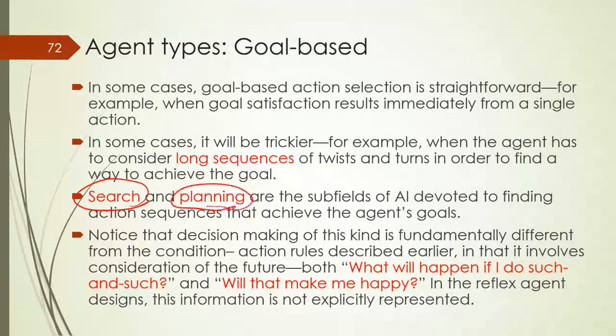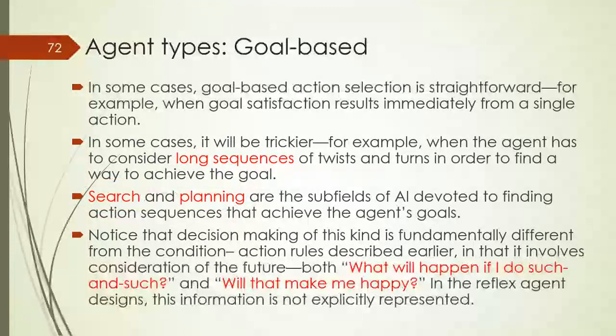Or planning. You have a set of possibilities. You have to search among those to find the cheapest solution, to find the optimum solution, to find the safest solution, based on how you define your performance. AI is devoted to finding action sequences that achieve the agent's goal.